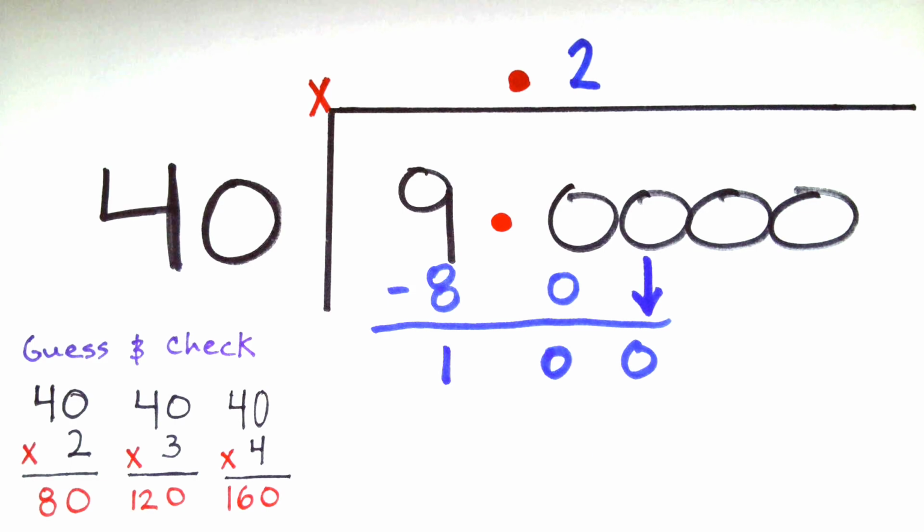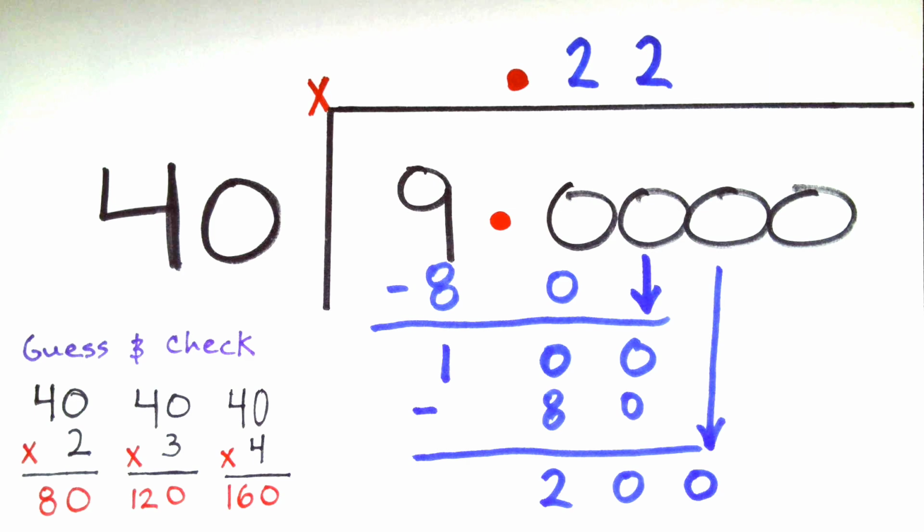What about 40 times 2? Can I use that? Yes, indeed, I absolutely can. 40 times 2 is 80. I'm going to subtract 80 from my target of 100. And if I have $100, I bought something for $80, how much should I have left in my pocket? That should be $20, right?